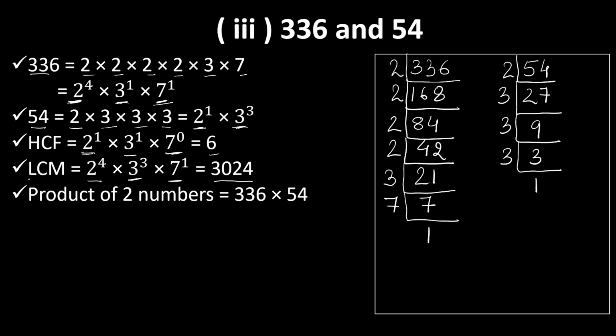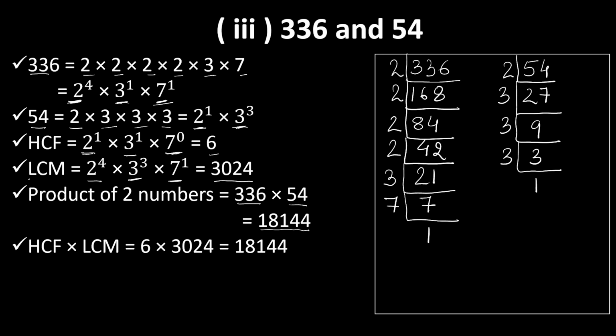Now if you find out the product of the two numbers, that is 336 with 54, we are going to get the product as 18,144. Now let's check whether the product of the HCF and LCM is the same or not. If you multiply the highest common factor with the lowest common multiple of these two numbers, we are going to get 6 into 3024, which would be 18,144. Now here we observe that we are getting the same number, right?